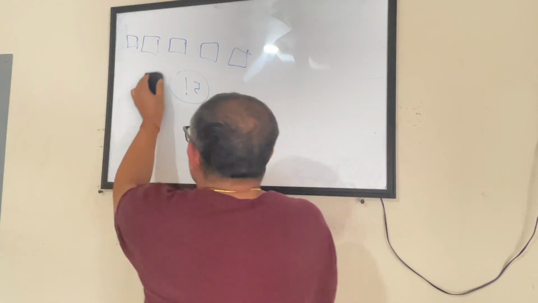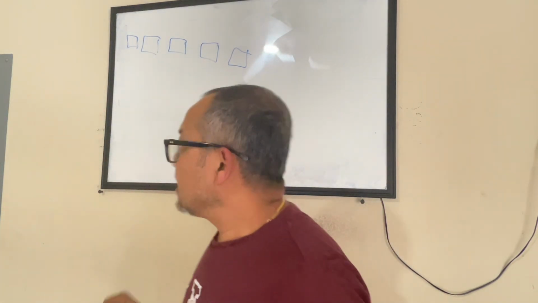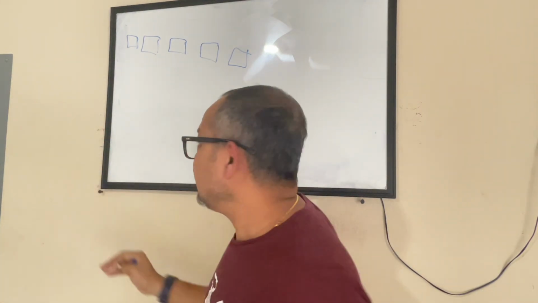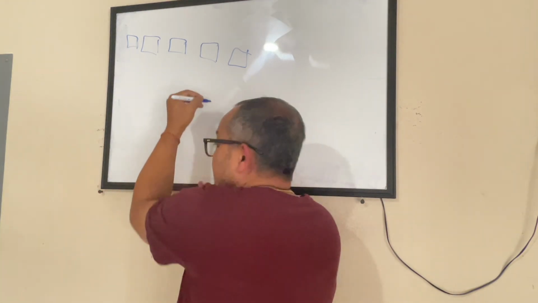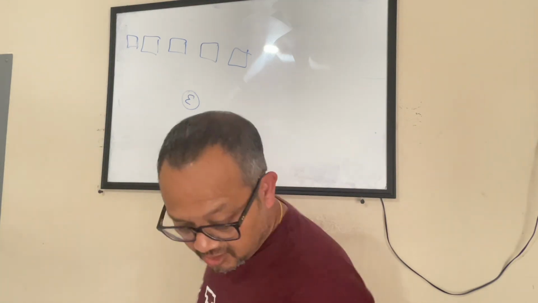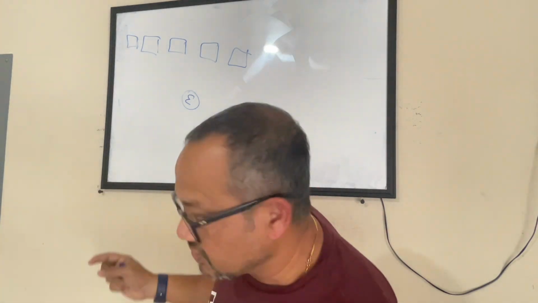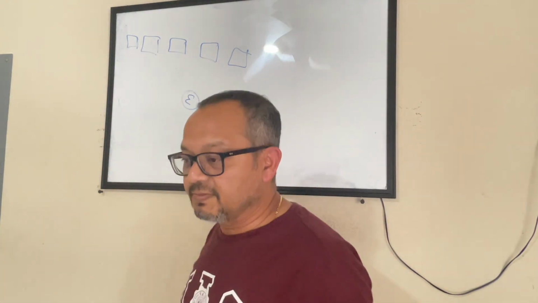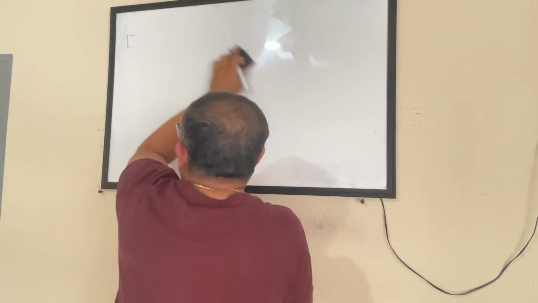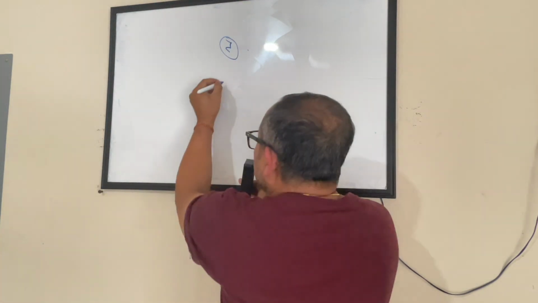Now what if you have 5 places to be filled and you have only 3 people? How many ways can you fill them? Or let's do it this way. You have 5 positions to be filled and you have only 3 people. Or let's flip this. Let's say you have 5 people and you have to fill 3 positions.